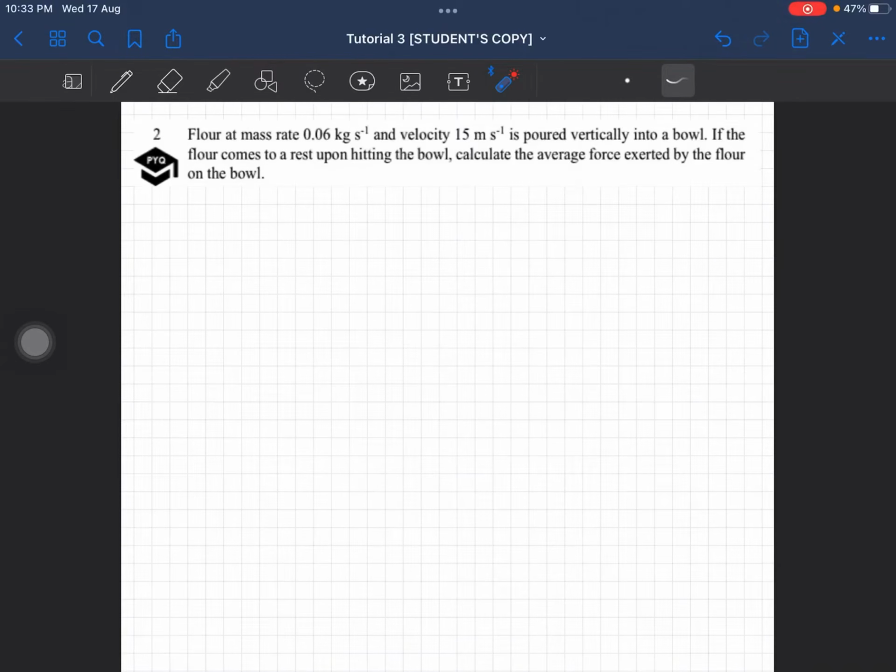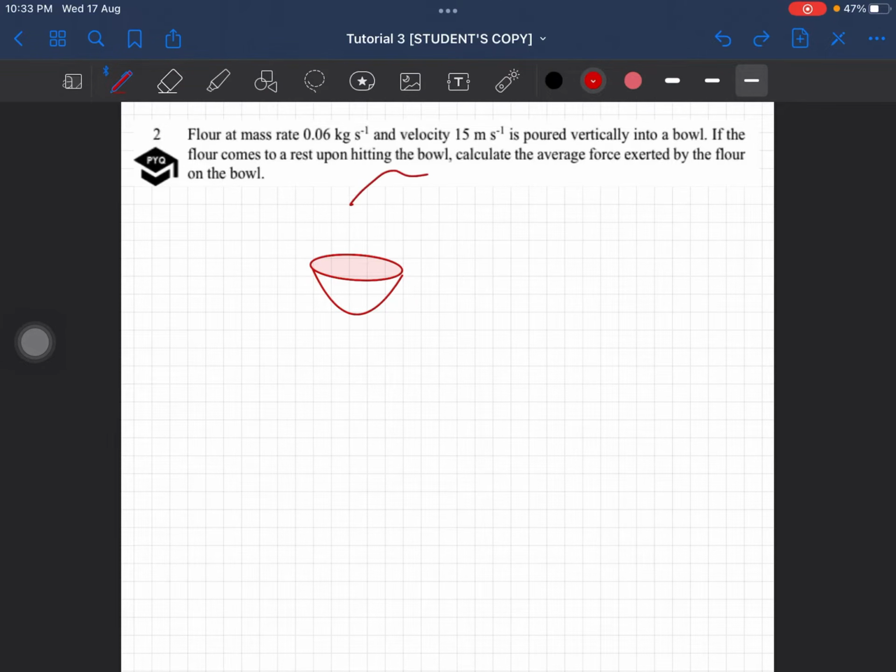Alright, question 2. So this is a past year question. Flour at a mass rate of 0.06 kilogram per second and the velocity is 15 meter per second is poured vertically into a bowl. So assuming this is your bowl, okay, so this is your bowl and there's a flour.